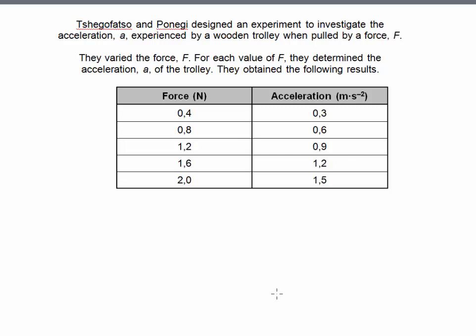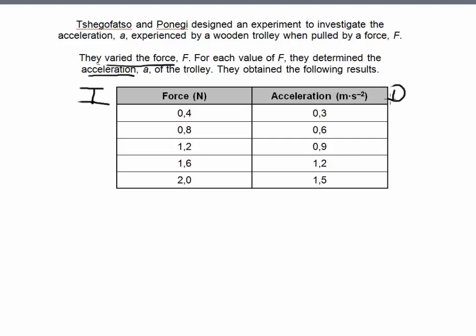So if we look at this experiment, Tsegofatso and Punegi designed an experiment to investigate the acceleration A experienced by a wooden trolley when pulled by force F. They varied the force. This means that the force is the thing that they are controlling. And since they are controlling the force, that tells me already that I am working here with my independent variable as force. For each value of F, they determined the acceleration. They obtained the following results. So as they change the force, they see that the acceleration changed here, which means that force will be my independent variable and acceleration my dependent variable.